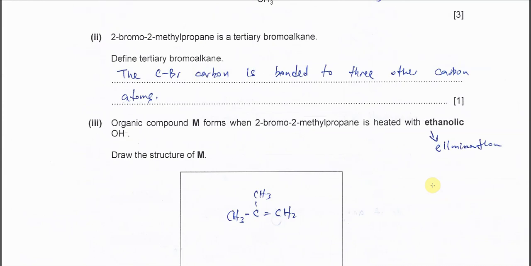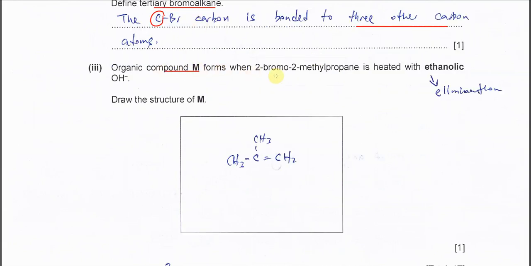Part 2. 2-bromo-2-methylpropane, as I told you just now, is a tertiary bromoalkane. Define tertiary bromoalkane. Very easy. The C-Br carbon, this carbon, is bonded to 3 other carbon atoms. That's the definition of a tertiary haloalkane.